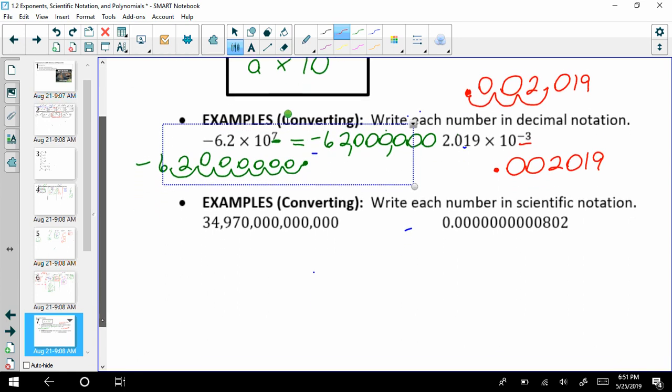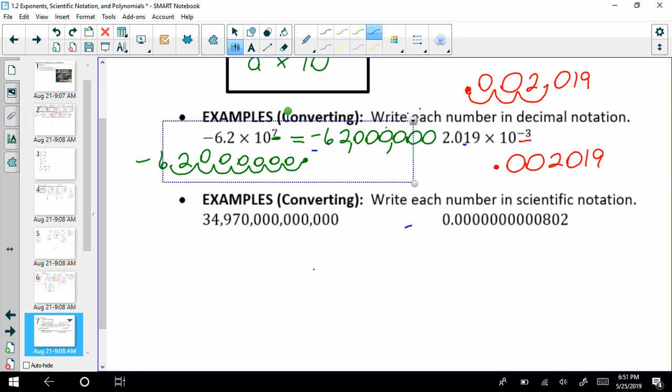Okay, and now let's try the bottom two. Write each number in scientific notation. So this big number, currently the decimal point is right here. So we're going to start moving the decimal back. 1, 2, 3, 4, 5, 6, 7, 8, 9, 10, 11, 12, 13.